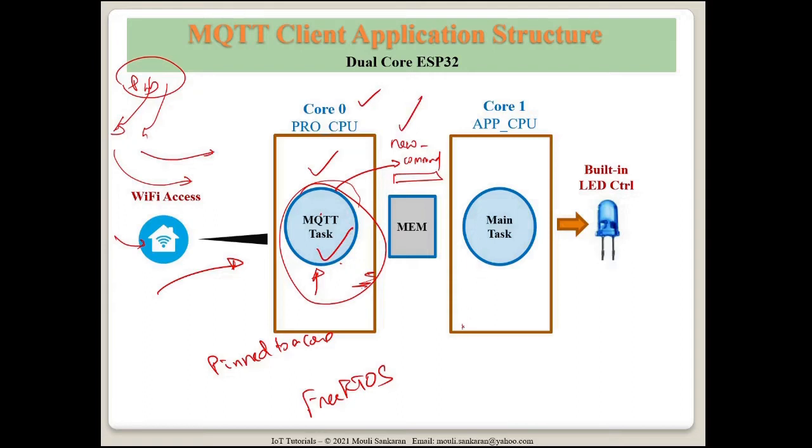Now the main task's job is to keep on verifying whether any new command has come from the publisher. Since these two cores are running in parallel, we can have both tasks running in parallel, and they may sleep for some time or continuously check, whatever may be the requirement. We can plan it accordingly. This task checks whether a command has come, then processes the command and then controls the LED.